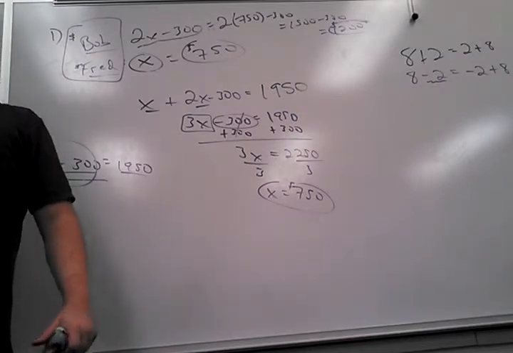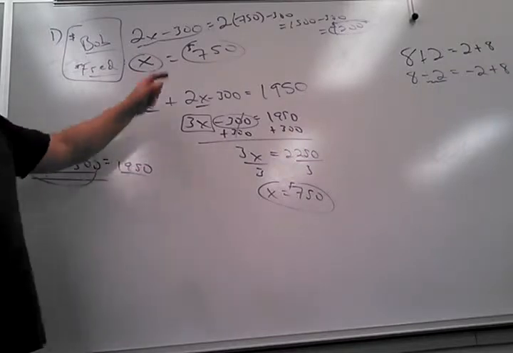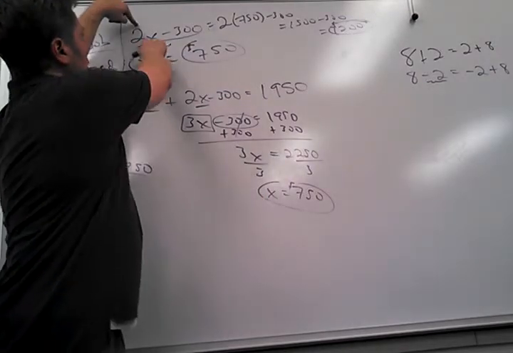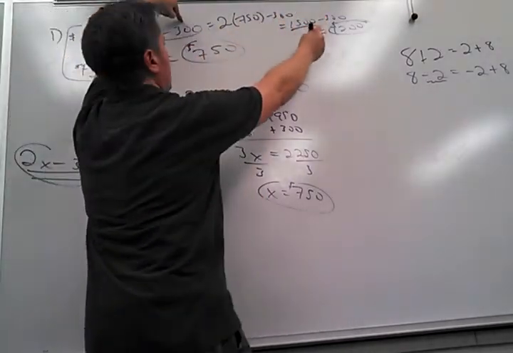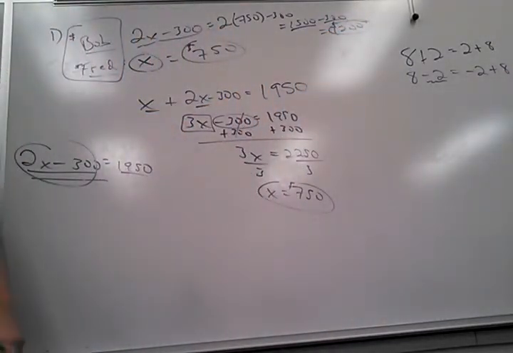All right, so try out number 2. Bob makes 750, and then the other guy, Fred, makes 750 because he was x, and then Bob makes twice that minus 300. So Bob makes 1,200. All right, so try out number 2.